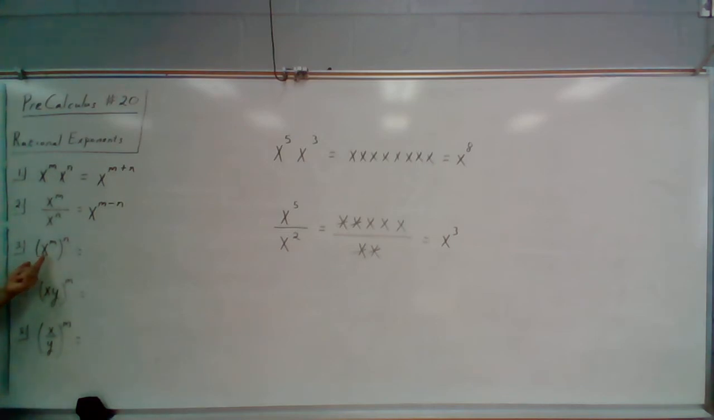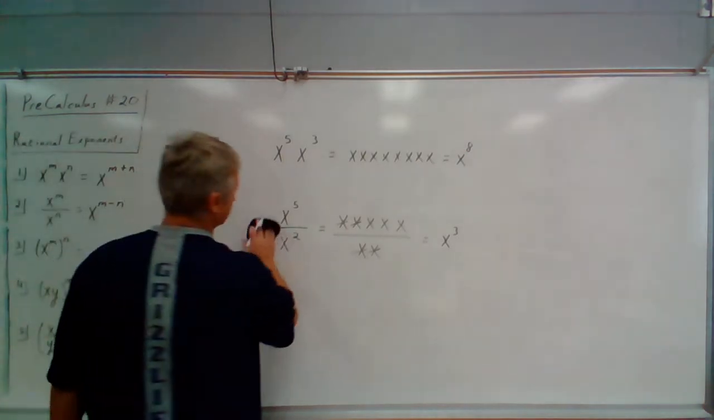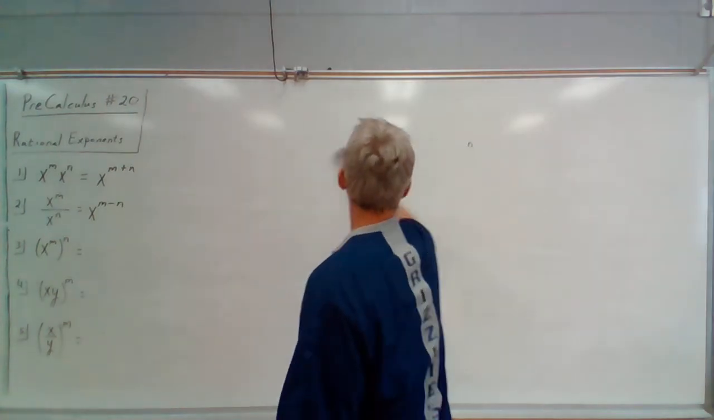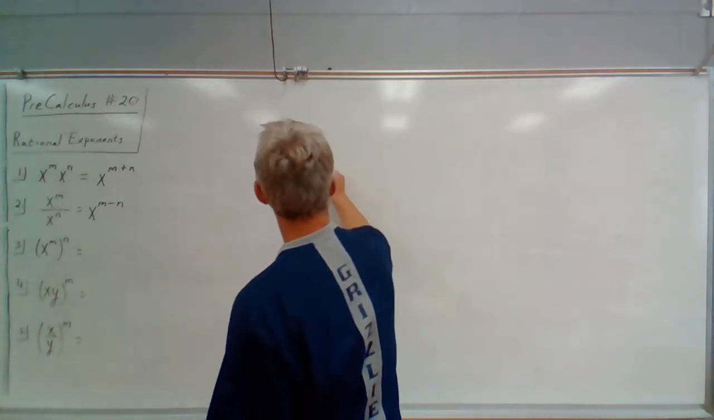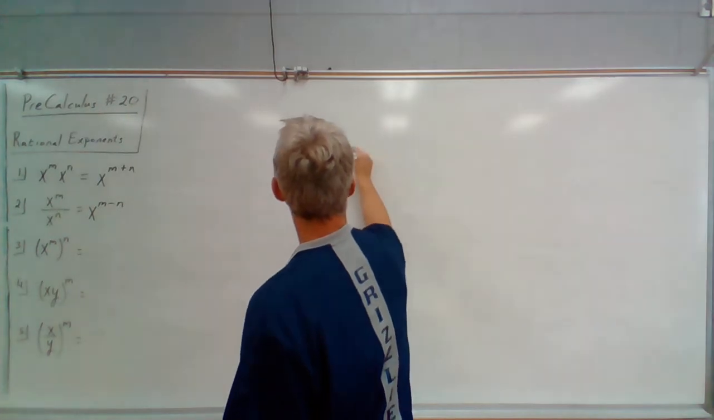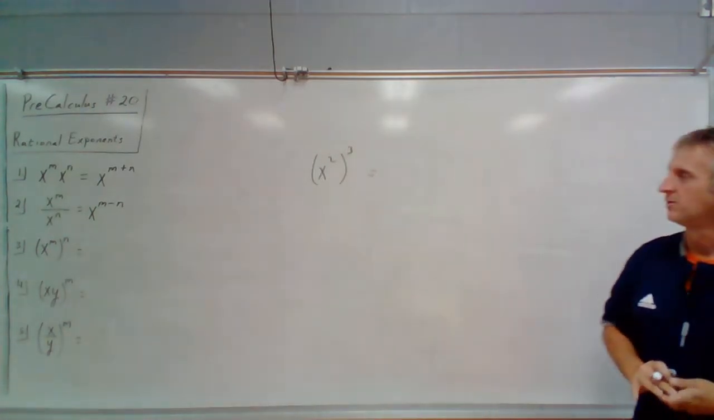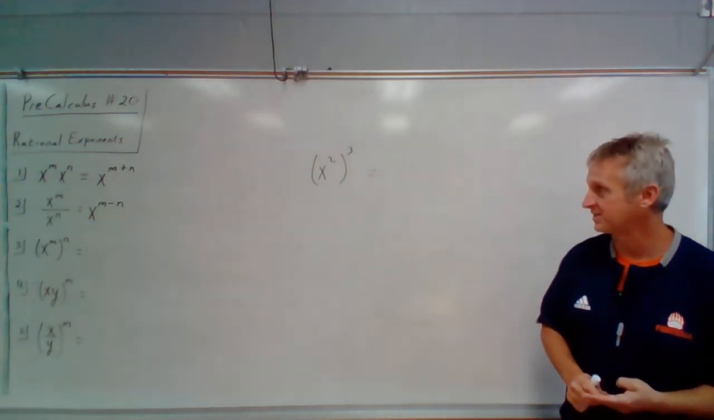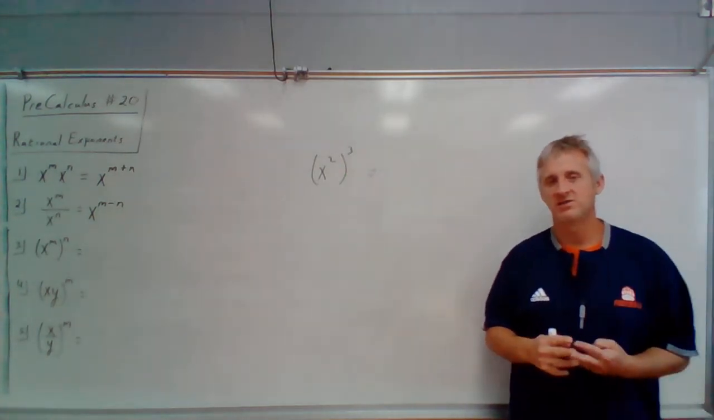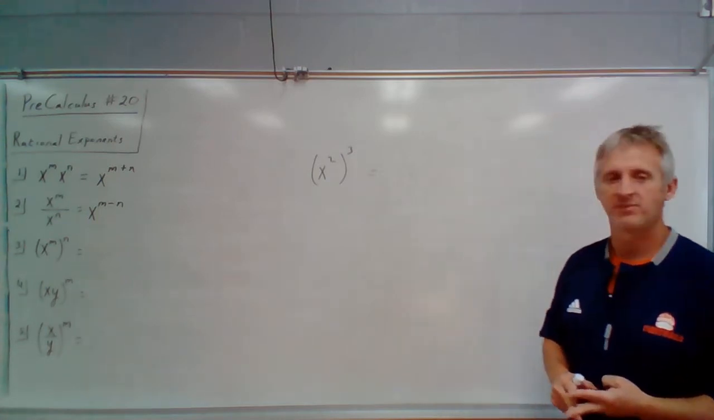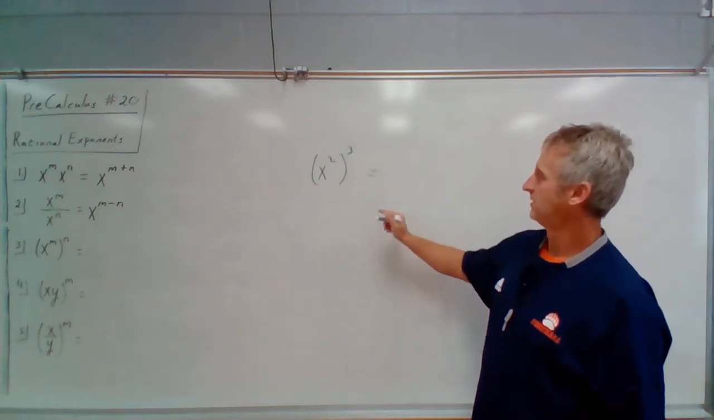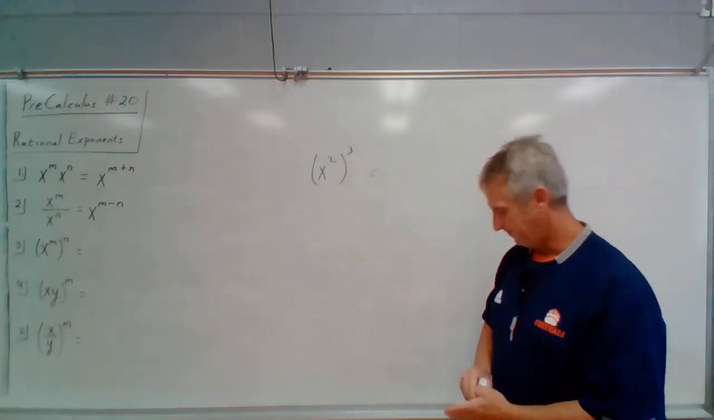And what about this rule? X to the m, all raised to the nth power. Let's look at an example of that. Say we had x squared to the third power. Again, you probably know that you multiply these exponents together and get x to the 6th. But why do you multiply those exponents together? So let's think about that. X squared, all raised to the third power.